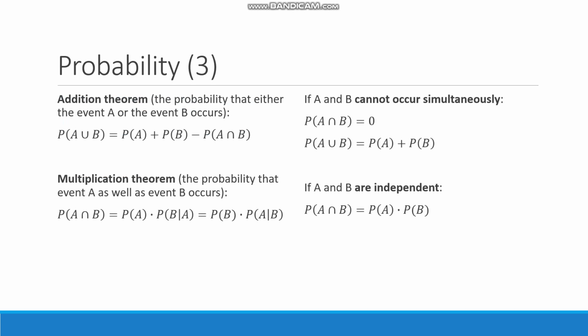We often need further rules for considering two events, A and B, at the same time. If we ask for the probability that either the event A or the event B occurs, we should use the so-called addition theorem. If we ask for the probability that event A as well as event B occurs, we should use the so-called multiplication theorem. If A and B cannot occur simultaneously, we say they are mutually exclusive events. Then the second formula returns 0, and the first formula is therefore simplified. If A and B are independent, the multiplication is counted in a simplified way.